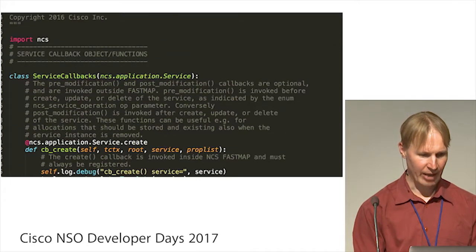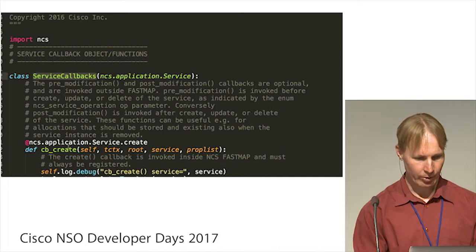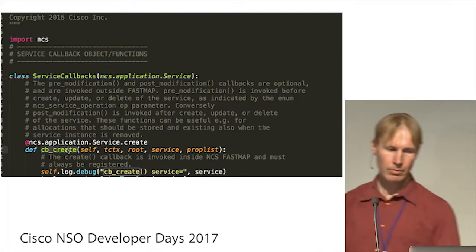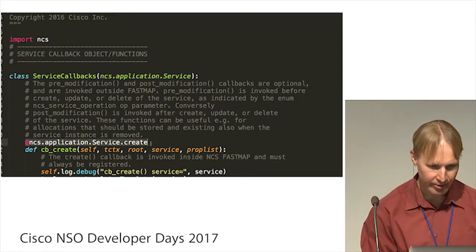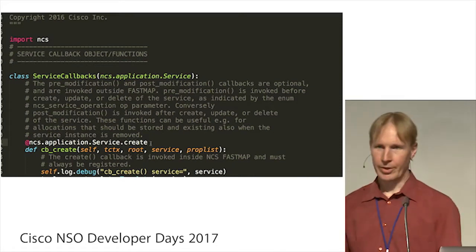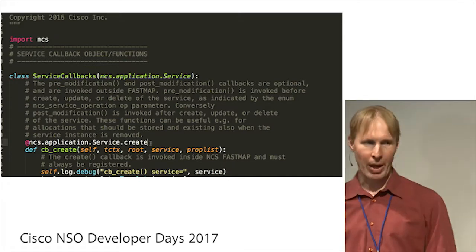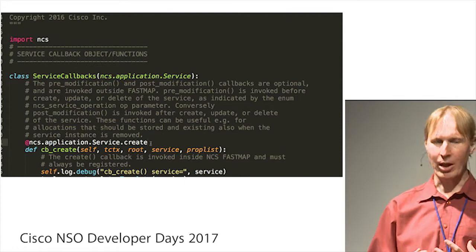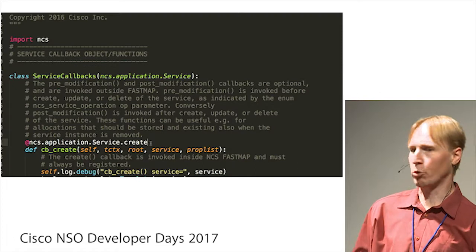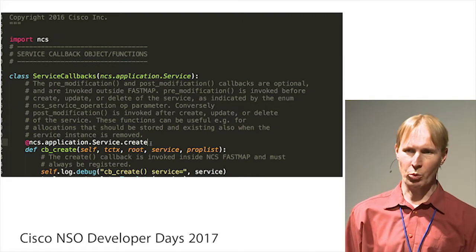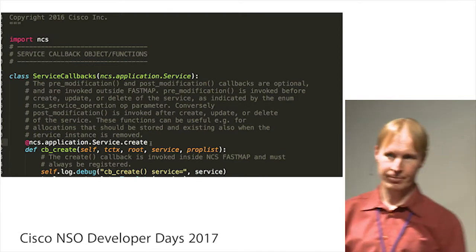And then the interesting things happen in the service callbacks, and the only one that I care about today is the callback create. You have this little annotation, @ncs.application.Service.create, which is just decorating this function with this little label, so that the NSO Python environment can see, oh, that is the create function. It's not going to look at the name of your function, cb_create, and just call that one. You can call it whatever you want, as long as you have this decoration on it saying, I am the create function.